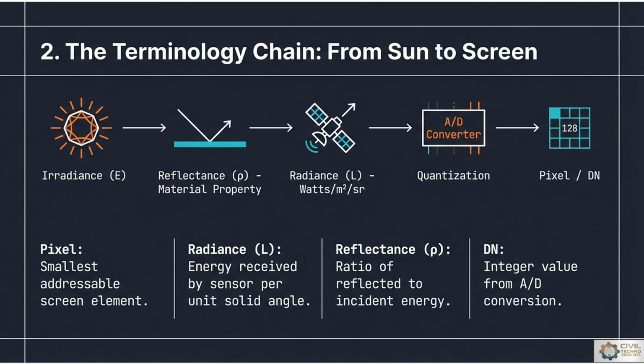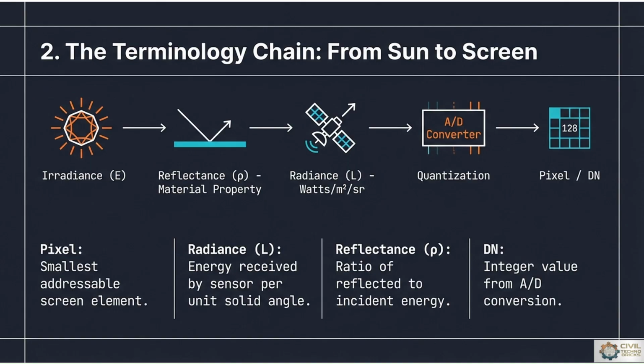The terminology chain from the sun to screen. The procedure starts from the irradiance, that is E, and ends at the pixel or the digital number. To understand our data, we must follow the energy path from the sun to our computer screen. It begins with irradiance, the energy hitting the earth through rays of the sun, which then reflects off materials, so that this material property is reflectance. The satellite sensor measures that radiance, which is the energy reflected towards the sensor per unit area.